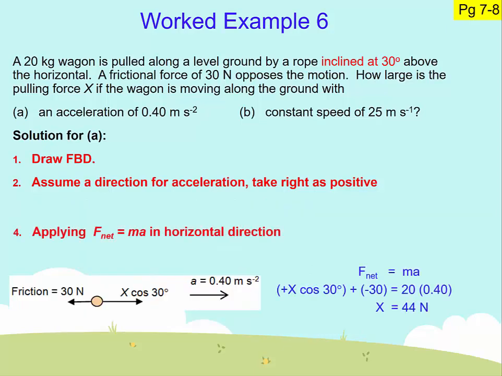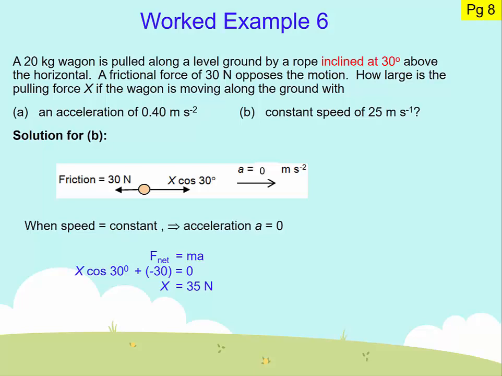Right? So now the fourth step is to apply the formula. So F net equals MA. Towards the right is positive, so X cosine 30 is positive. Friction is negative. Substitute, put all the forces on the left side, MA on the right side, substitute the mass and the acceleration, and you can calculate the force X.